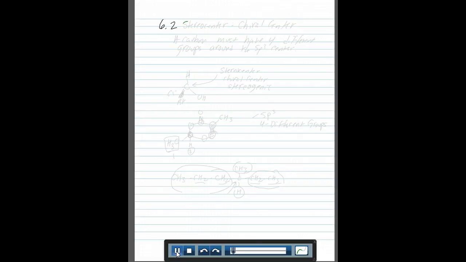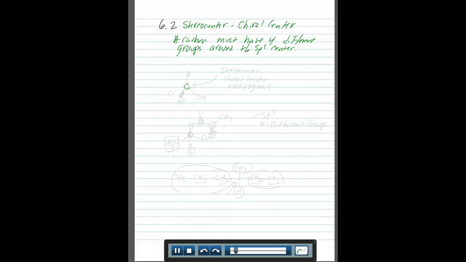Right, so 6.2 is the stereo center. That last thing I just said leads into here, which is the chiral center. In order to have a chiral center, a carbon must have 4 different groups around the sp3 center.